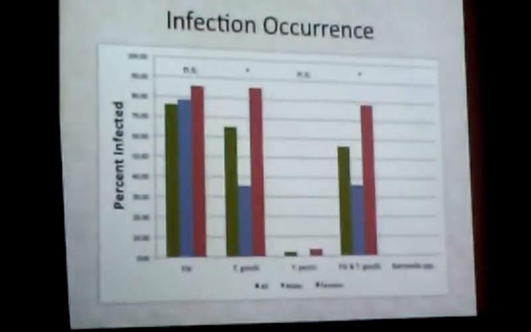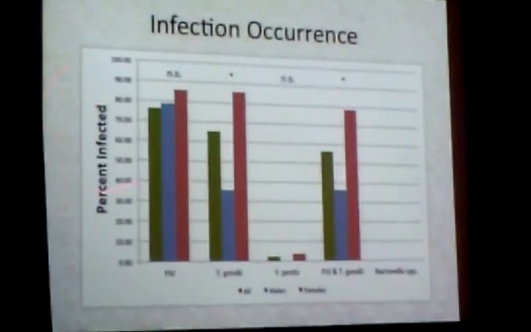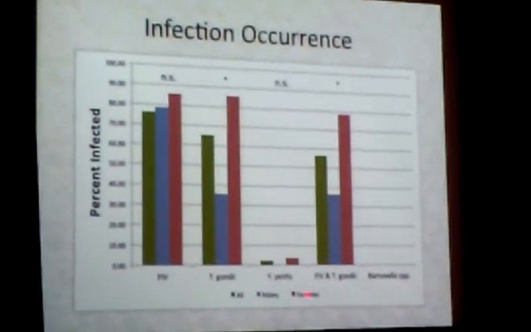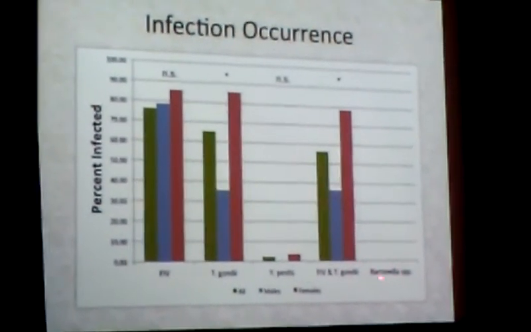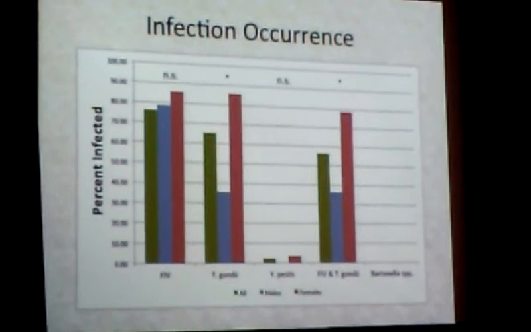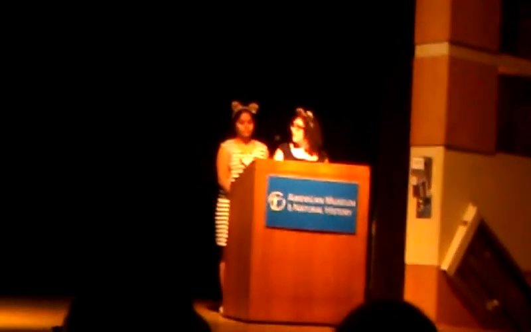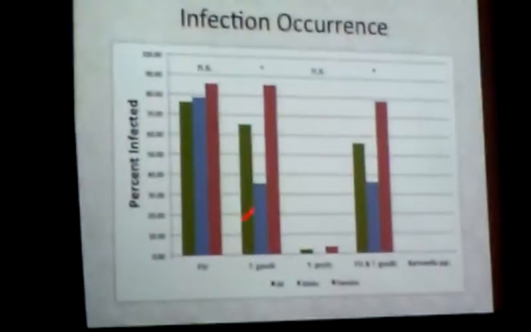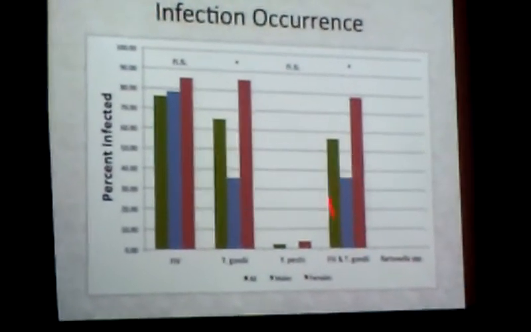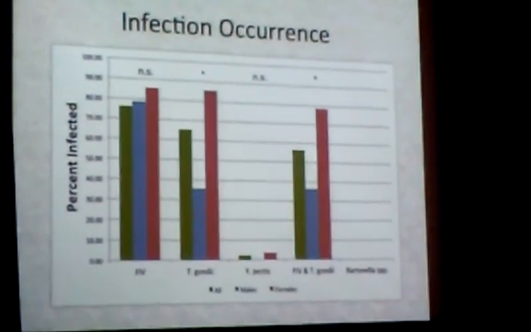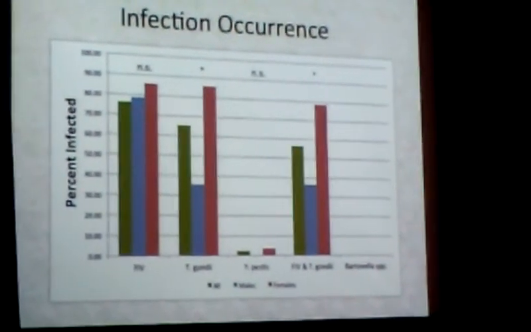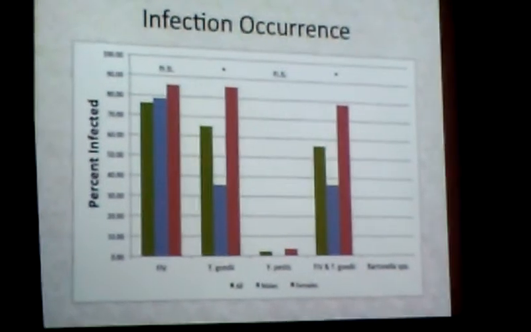Our results showed that the population as a whole had the highest infection of FIV and the lowest infection of Yersinia pestis, the plague, and no infection of Bartonella. We also found something interesting, that females, the red bar, seem to have a higher infection of Toxoplasma as well as a higher co-infection of FIV and Toxoplasma. This could possibly be because females tend to eat smaller prey, which are usually carriers for Toxoplasma.